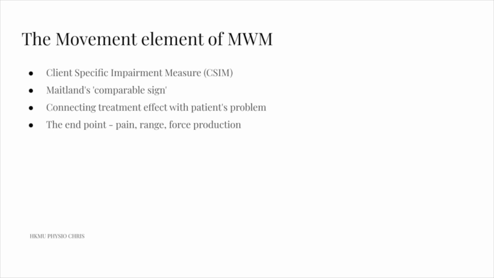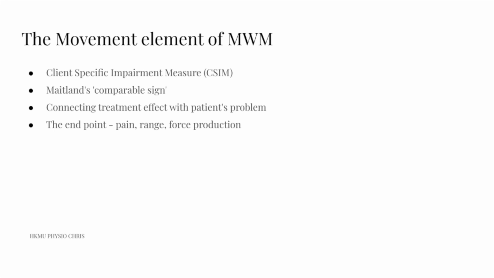So we'll dive deeper into the mobilization with movement technique, starting with the movement element, the second M of mobilization with movement, MWM. The client-specific impairment measure, CSIM, is the movement element in mobilization with movement. It is critical to identify the task that the patient has difficulty completing, usually due to pain or joint stiffness. CSIM needs to reflect the patient's chief complaint, which in many ways is similar to Maitland's comparable sign.